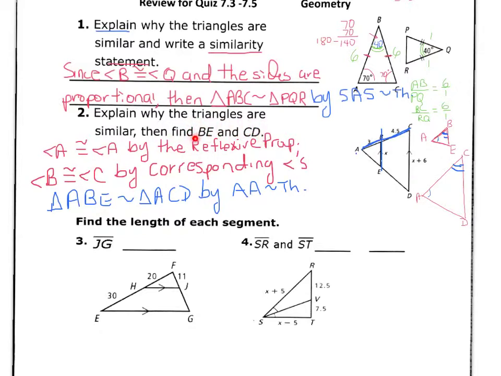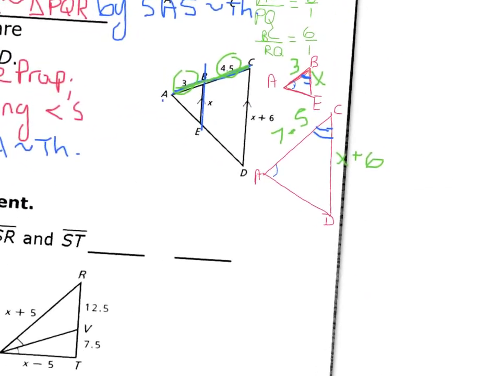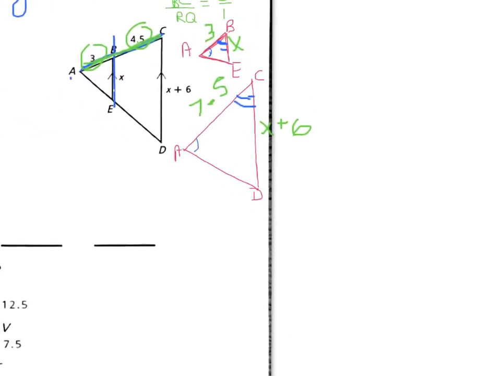Once you prove that they are similar, you can go ahead and find the measurements of the sides. I need to find BE and I need to find CD. Let me put the numbers. They're giving me AE, that is 3. Notice that AC is both of the numbers together, so 3 plus 4.5 is 7.5. Then I have X, and I have X plus 6. Let me make this a little bigger so we can see what's going on.